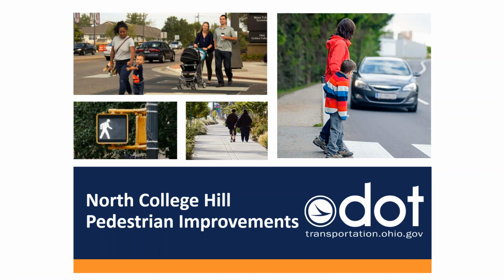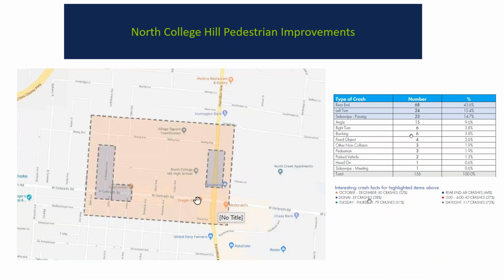All righty. I'll move on to a specific project that we funded through our abbreviated application process and also through our local safety assistance program, where we did a road safety audit, which is kind of just a mini safety study. So in North College Hill, we analyzed that area in the orange box there. And from the early road safety audit crash analysis, that chart on the right, we saw rear ends, left turns, and sideswipe crashes as our highest representation of crashes within this area. And then just some other interesting crash facts below there.